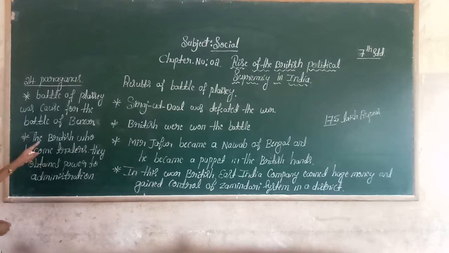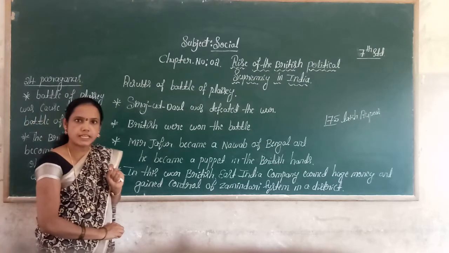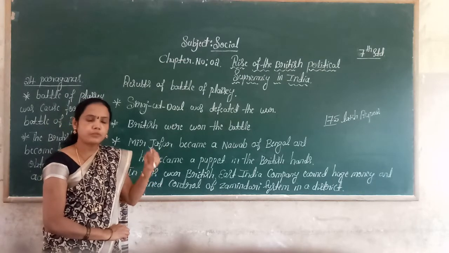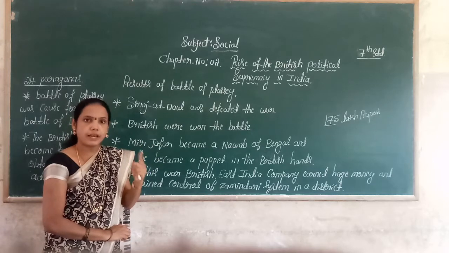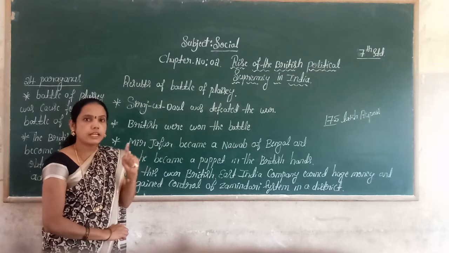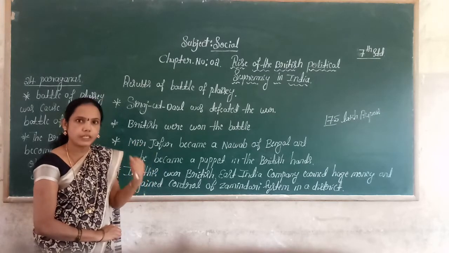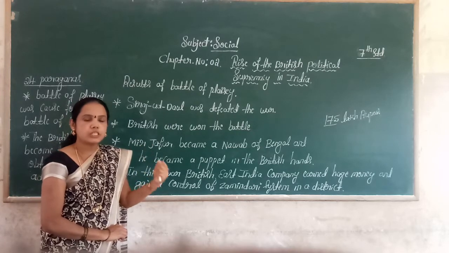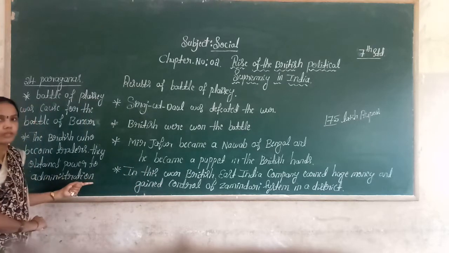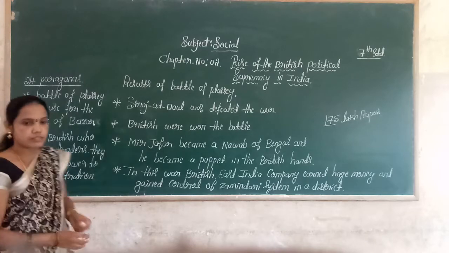Understand children? See, you already know that one. Advent of the Europeans. In that, the British were also Europeans. They came to India only for trade purpose. When they came to India, that day they were only traders. After that, they obtained the power of administration in India. Understand children? This is also one of the results or effects of the Battle of Plassey.